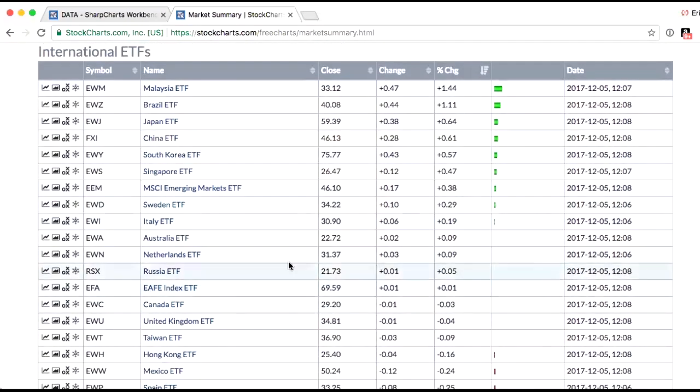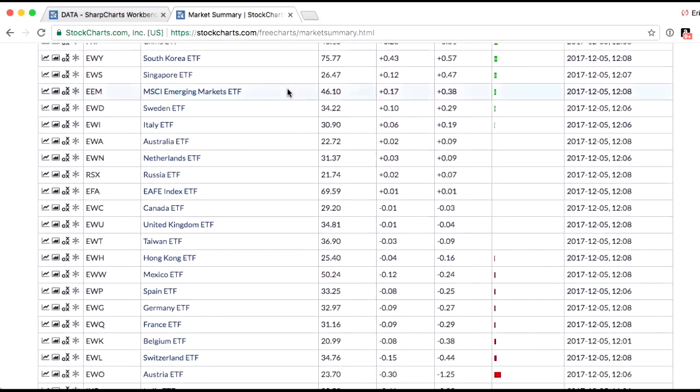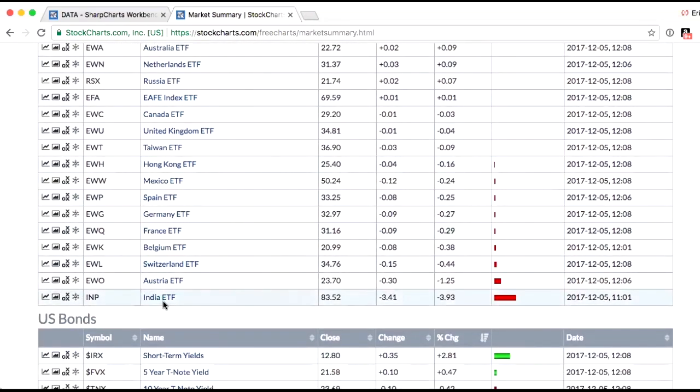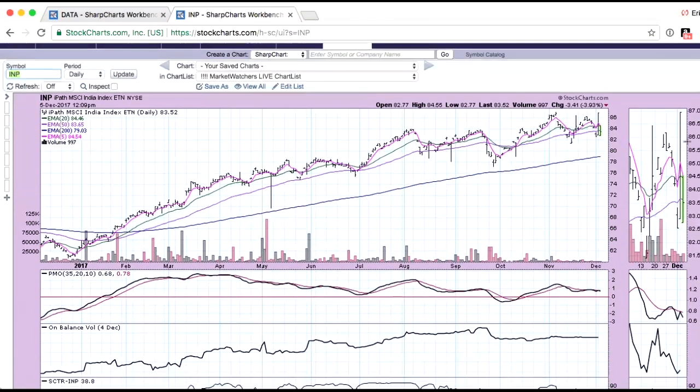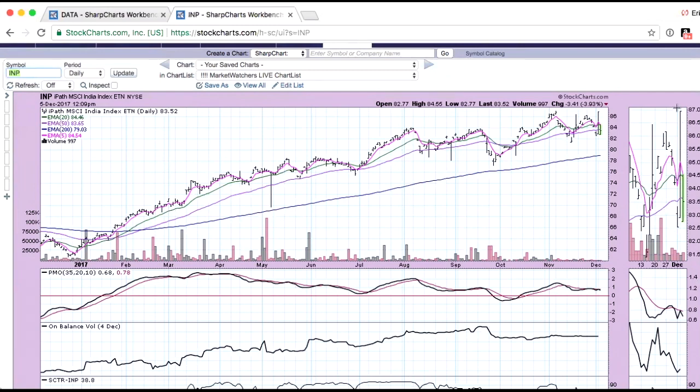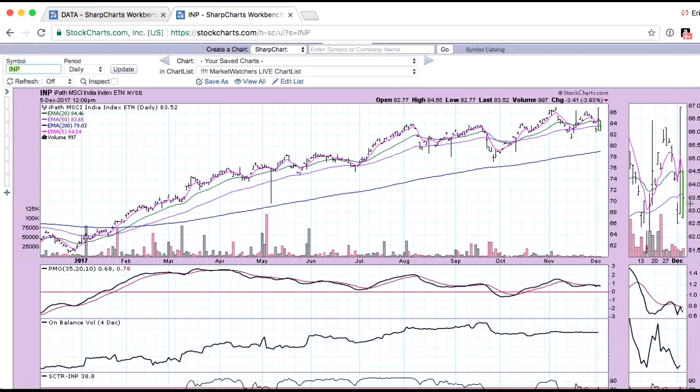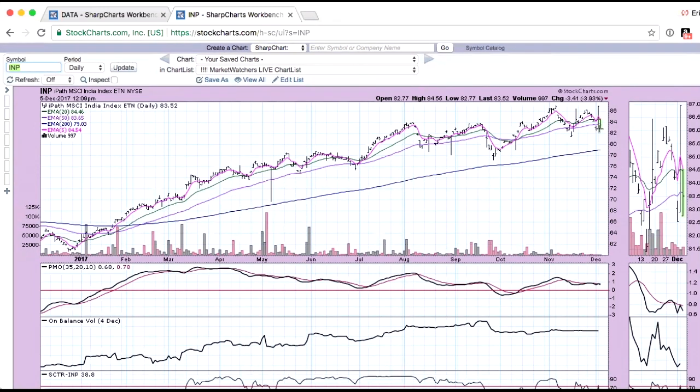Looking at international ETFs, Malaysia and Brazil having very good days, each up over 1%. The laggards right now, India's ETF is having a really difficult time. I know it was leading yesterday, as you can see, with that nice close at the high, but now it's pulled back greatly. We're down almost 4% here, but it's not horrible. We're still looking at there's some support here. I would just be worried about the fact you've got this double top that's formed as price has been in this rising trend. And to me, that would be a problem.